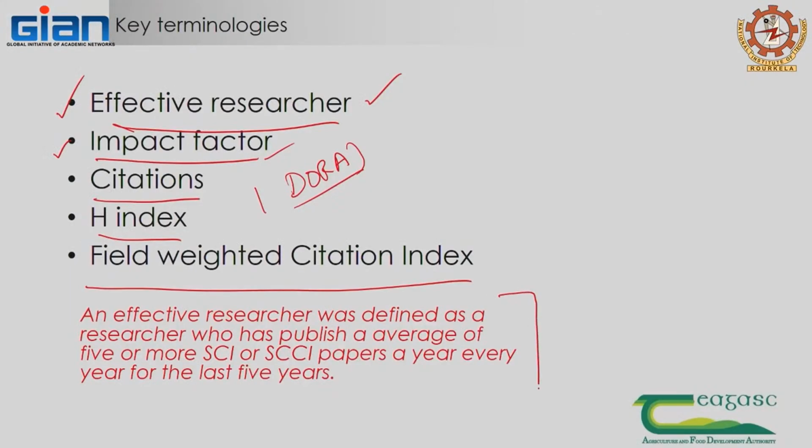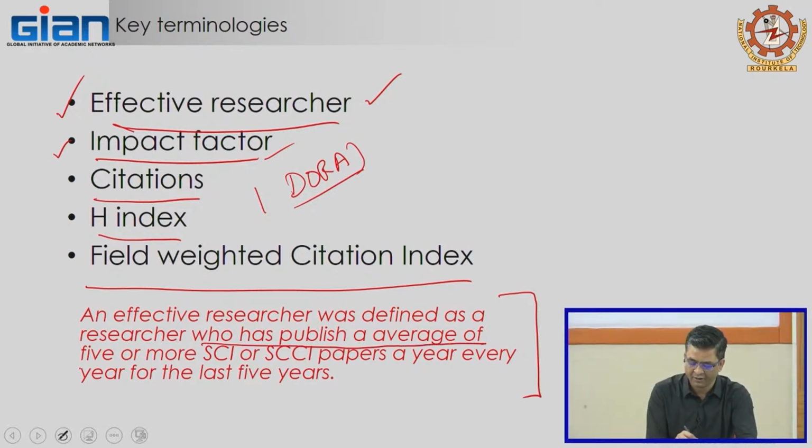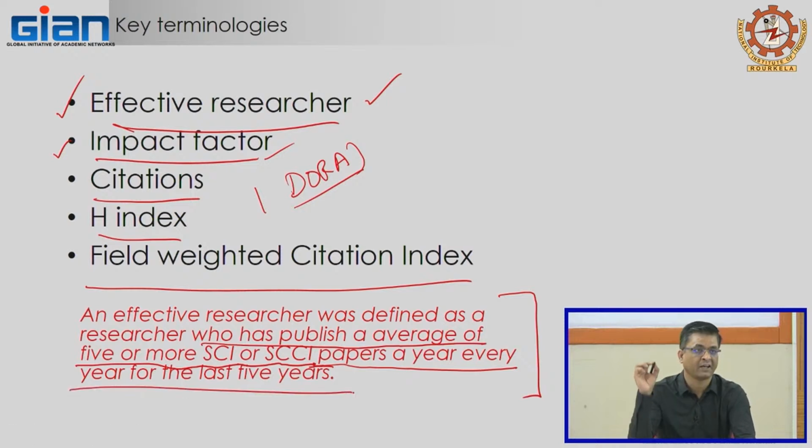So now, an effective researcher is defined as a researcher who has published an average of 5 or more science citation index, SCI, papers every year for the last 5 years. This is one of the definitions. That does not mean today you started your research work, and after 12 months you should have 5 papers. No, right? This is over a period of time.